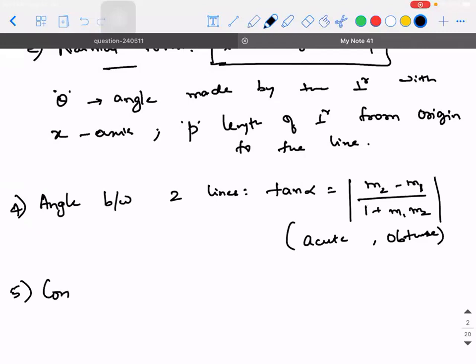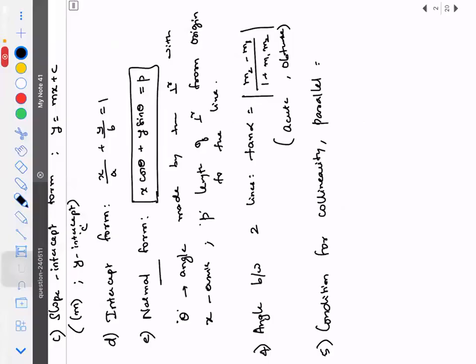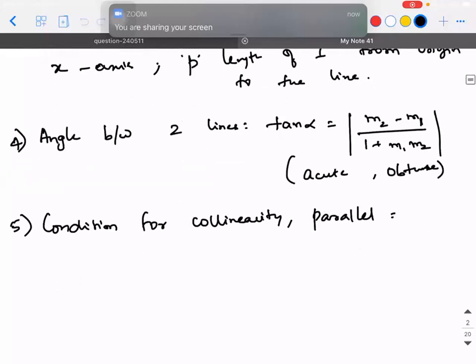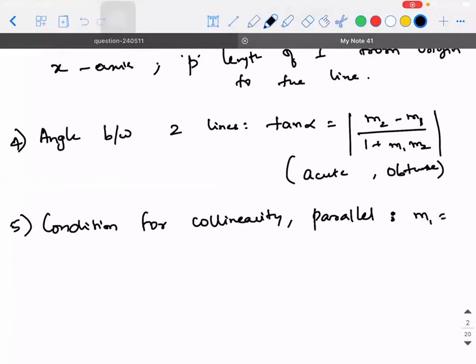Fifth, condition for collinearity and parallel. What is the condition for 3 points to be collinear, or two lines to be parallel? m1 should be equal to m2. Their slopes should be equal.